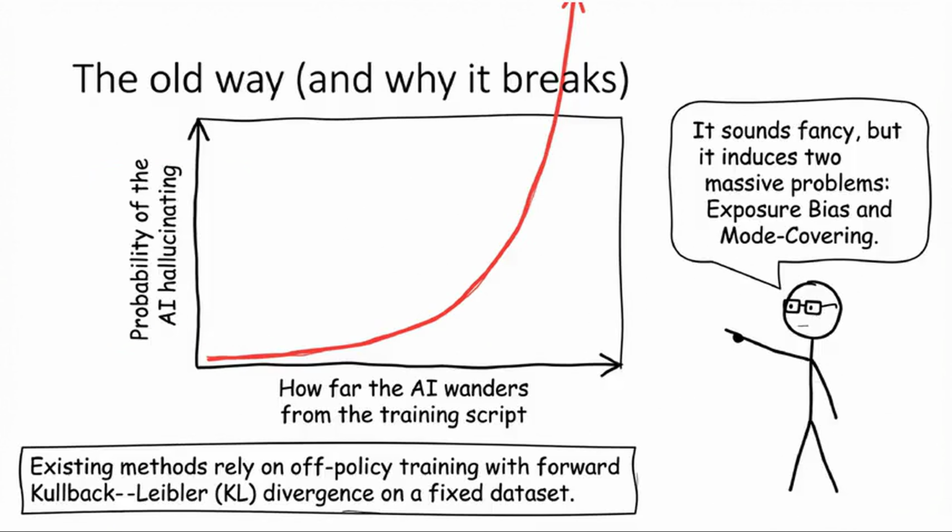Now look at the two warning labels on this slide. One is the probability of the AI hallucinating, basically how often it makes something up. The other is how far the model wanders from the training script, how quickly it drifts off the behavior we tried to bake in back on that context distillation dream. What's interesting here is the technical culprit they call out: off-policy training with forward Kullback-Leibler divergence on a fixed dataset. It sounds rigorous, but it trains the student in a safe, curated world. And that's why this old way breaks in two specific ways: exposure bias and mode covering. Next, we'll unpack both, and you'll see why they show up exactly at deployment time.